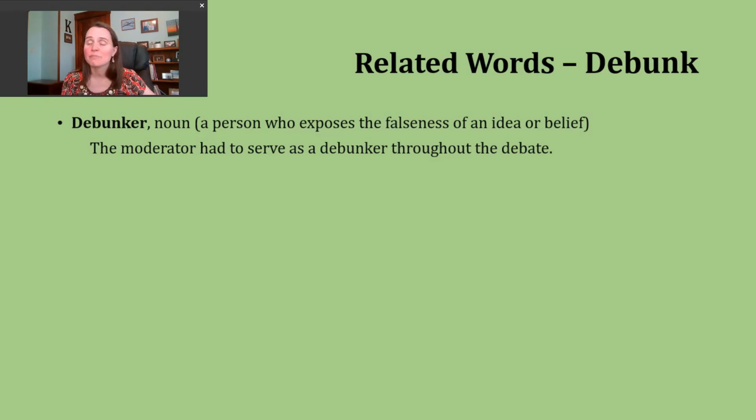So here, maybe we have multiple candidates repeating false ideas or beliefs. And the person whose job it was to ask questions and make sure everybody was getting an opportunity to speak also had this dual role of sharing which statements were false.